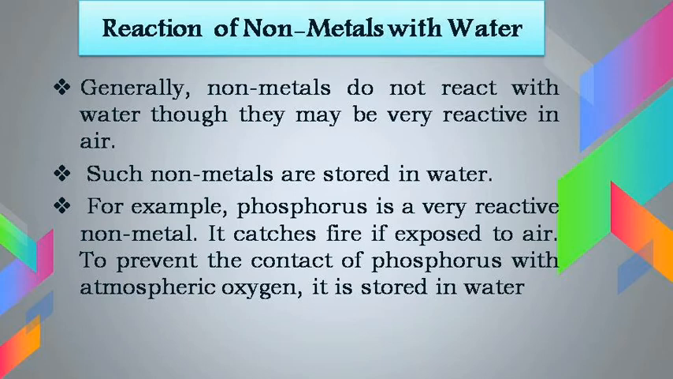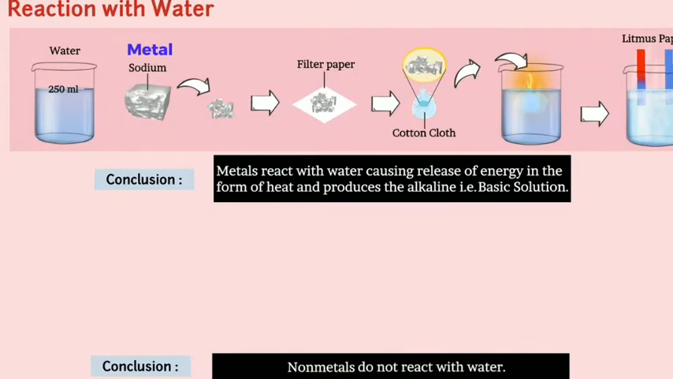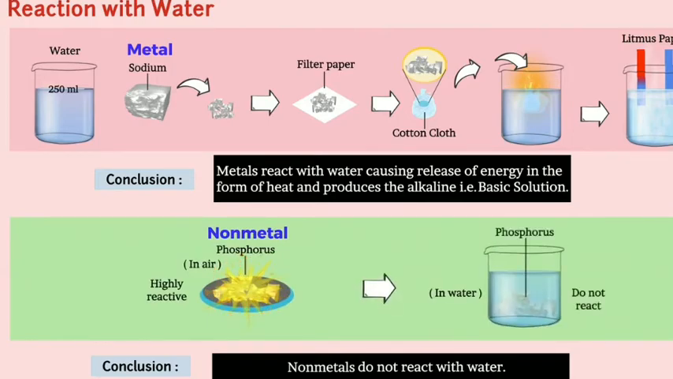For example, phosphorus, which is a non-metal, is a very reactive non-metal and it can catch fire if exposed to air. So to prevent the contact of phosphorus with atmospheric oxygen, it is stored in water. On the other hand, non-metals generally do not react with water. Non-metal phosphorus is highly reactive in air, so it is kept in water.